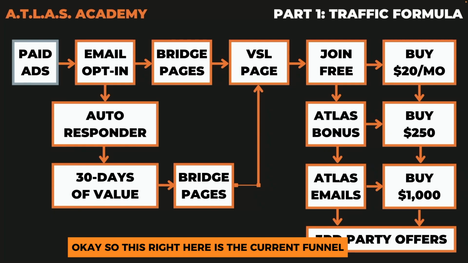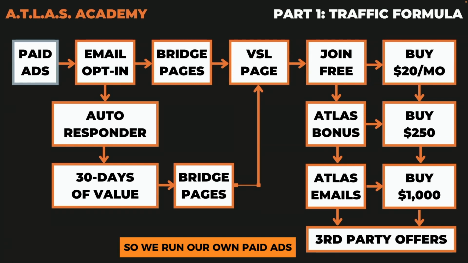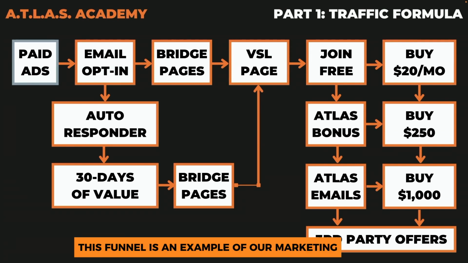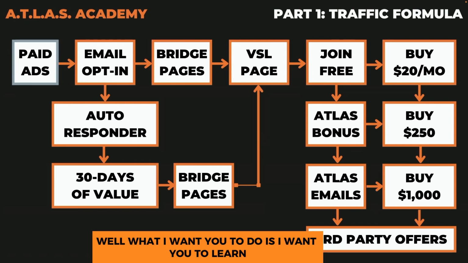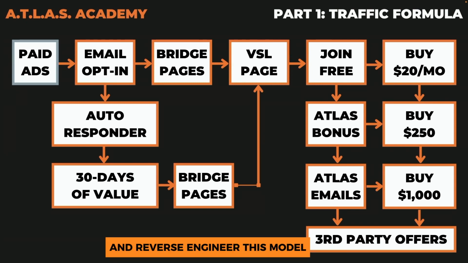Okay, so this right here is the current funnel that we are operating inside of our own marketing. We market for a company called the Internet Income System, and we market for Atlas Academy, right? So we run our own paid ads, we do our own marketing. This funnel is an example of our marketing. Now, if you're watching this and you're in a different industry, let's say you're a real estate agent, an insurance agent, a loan officer, maybe a small business owner, maybe a network marketer, what I want you to do is learn and reverse engineer this model to be able to use in your own industry. This traffic formula works for any industry, okay?